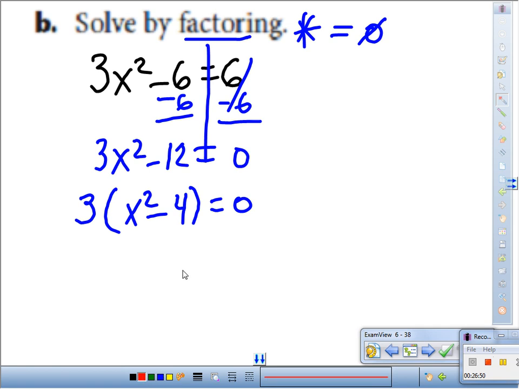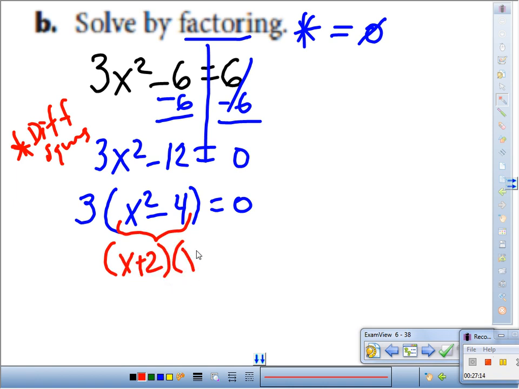However, things that you need to be looking for: if you end up with something like this, what does this look like in factored form? Tell your neighbor, please. That is correct. Make a note: that is a difference of squares. So this is (x plus 2)(x minus 2). Bring down the 3, and all that is equal to 0.